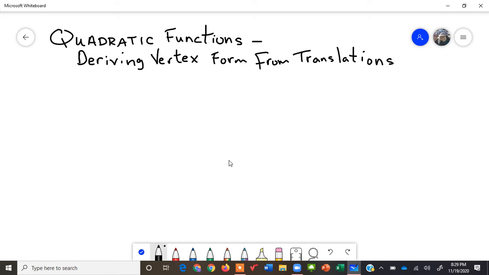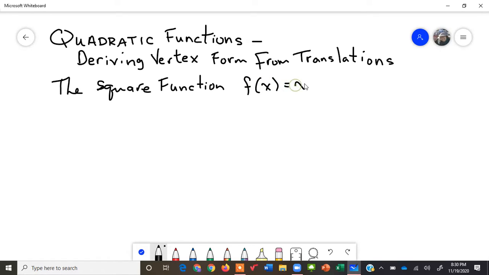In this video, I want to discuss how we can derive the vertex form of a quadratic function from translations on the square function. The square function is the simplest of all quadratic functions. A quadratic function is simply a function of degree 2, meaning the highest power is a square. So the square function f of x equals x squared is the simplest quadratic function. So what we're going to do is translate this function.